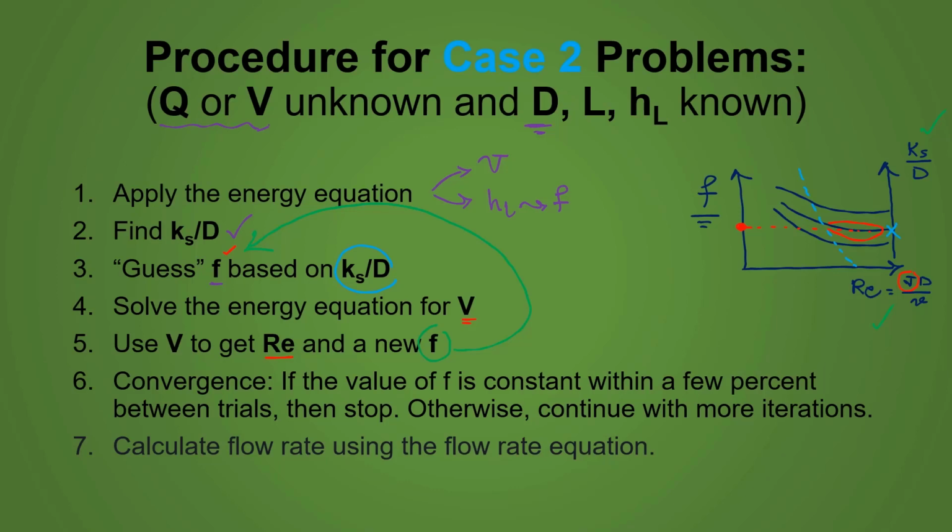And once the two F values are exactly the same, then you will be able to calculate flow rate based on the flow rate equation, which is Q is equal to A times velocity. Okay, so this is the procedure.